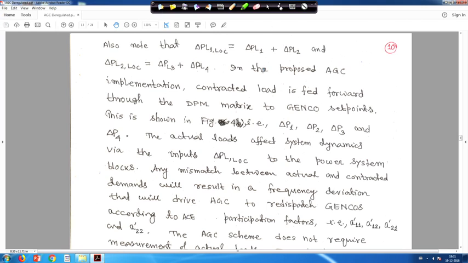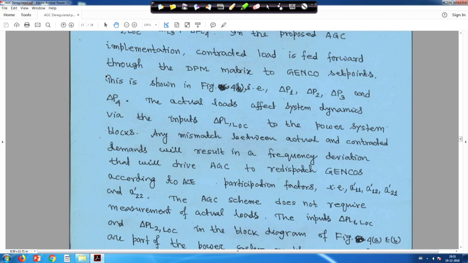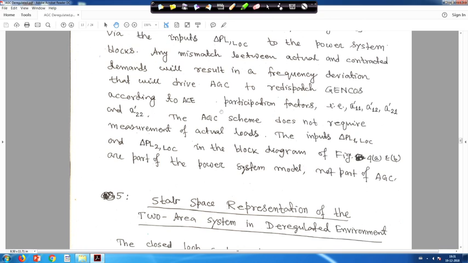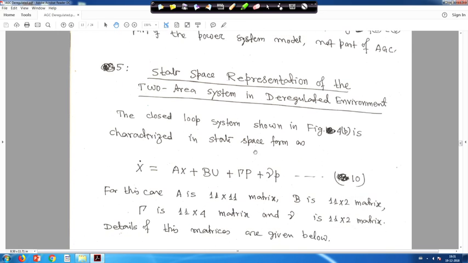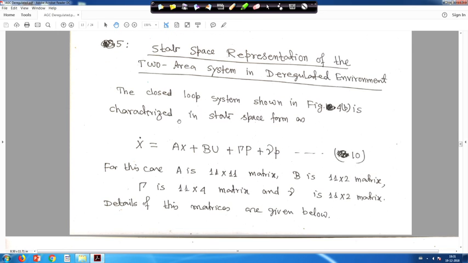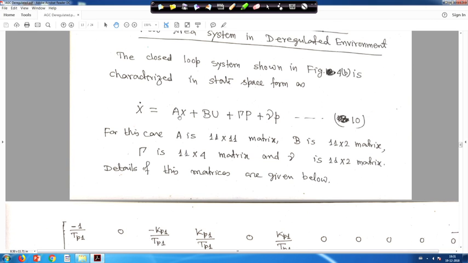Next, the AGC scheme actually does not require measurement of actual loads, right. So, the inputs delta PL1 local and delta PL2 local in the block diagram of figure 4a and b are part of the power system model, but not part of AGC, right. Next is the state space representation of the two area system in a deregulated environment, right. For the closed loop system, you write all the state variable equations, your x1 dot, x2 dot, everything. If you write them, it will be Ax plus Bu plus gamma into capital P plus gamma into small p. This is equation 10.